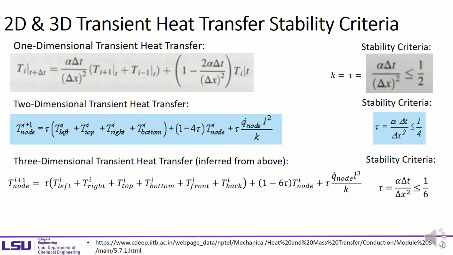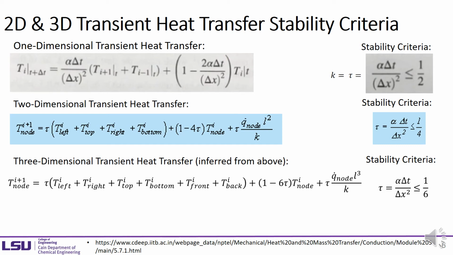For part C of my first problem, I was asked to talk about the stability criteria in 2-dimensional and 3-dimensional transient heat transfer. If you notice the equation at the top, this is the one given in the problem statement for 1 dimension. If you look on the far right, it shows the value for the stability criteria, which is less than or equal to 1/2. And this is because if you look at the term in parentheses, if you were to plug in the value of 1/2, the entire term would go to 0.